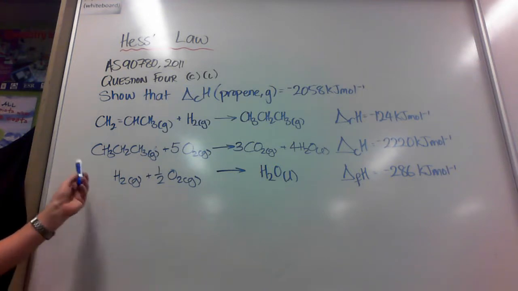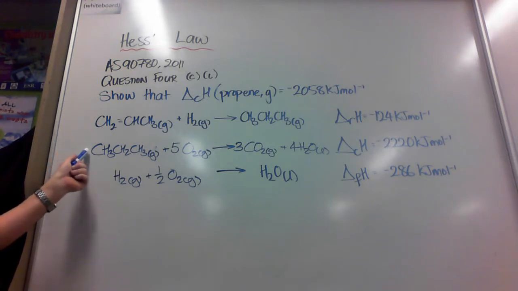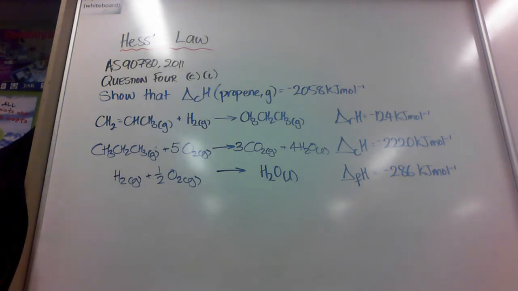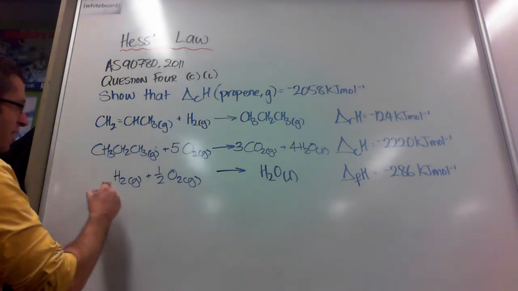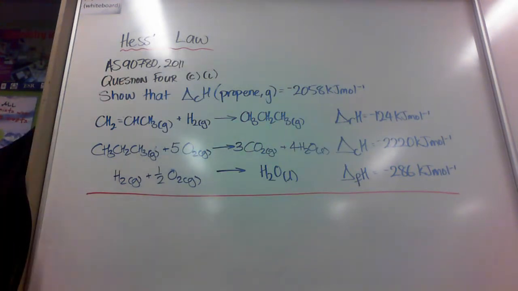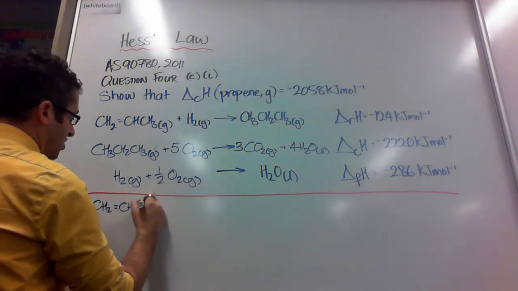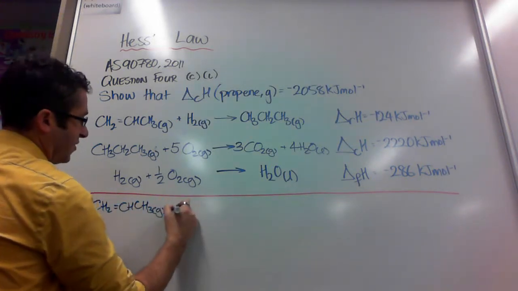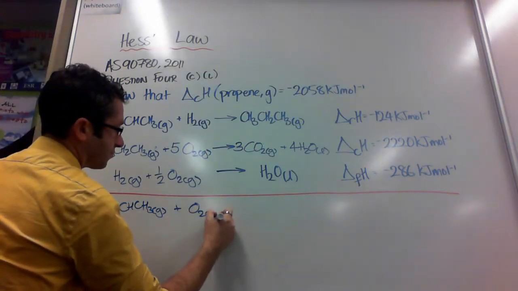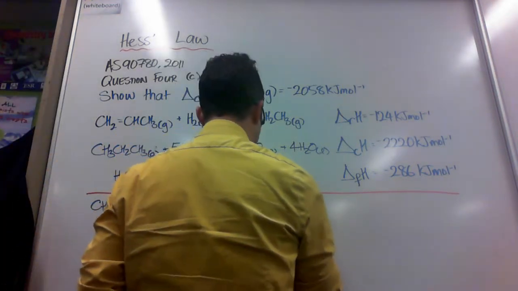So now I've got the equations they gave me, two of the three that I have to work out. And what I've got to try and do is combine these three equations. So I need to try to combine them to get the enthalpy of combustion of propene. And propene is CH2, CH, CH3. And again, if it's combustion, it's with oxygen. It's got to be complete combustion, so carbon dioxide and water.